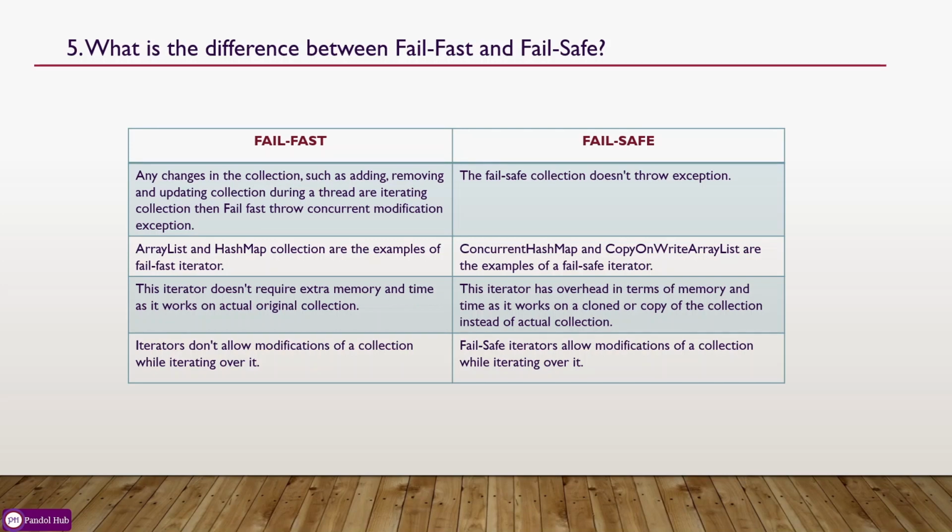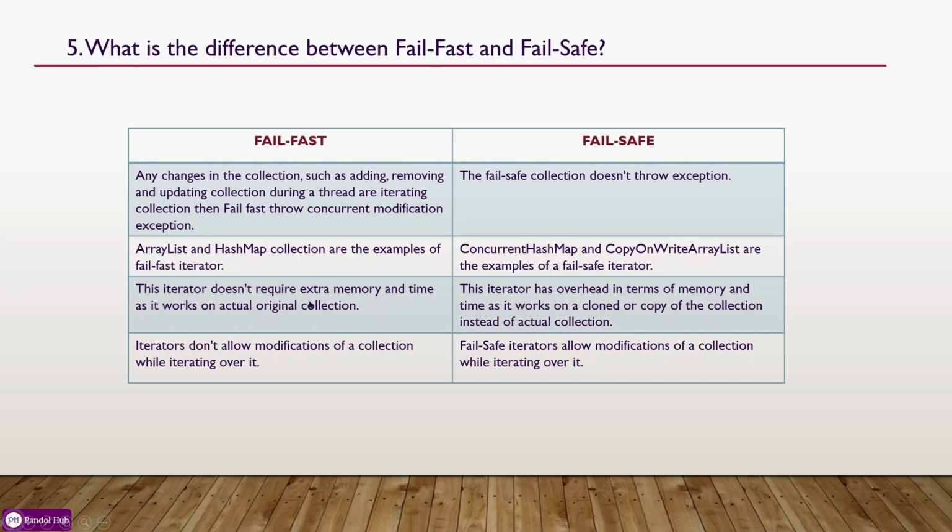But in the case of fail safe, it doesn't throw an exception when you try to modify during iteration. Array list and hash map collection are the examples of the fail fast iterator. Concurrent hash map and copy on write array list are the examples of a fail-safe iterator. The fail fast iterator doesn't require extra memory and time as it works on the actual or original collection. The fail safe iterator has overhead in terms of memory and time as it works on a cloned copy of the collection instead of the actual collection.